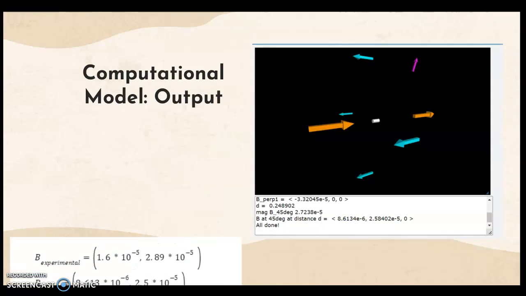Our output gives us that B experimental is 1.6 times 10 to the negative 5 and 2.89 times 10 to the negative 5 teslas, and B actual is 8.613 times 10 to the negative 6 and 2.5 times 10 to the negative 5 teslas. We can see that the experimental net magnetic field is greater than the actual. This could be due to the fact that the measurements were taken in a room, and so the magnetic fields of devices such as microwaves or computers may have superimposed itself on this value.